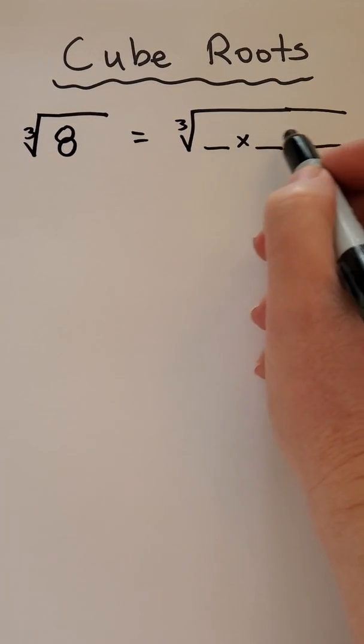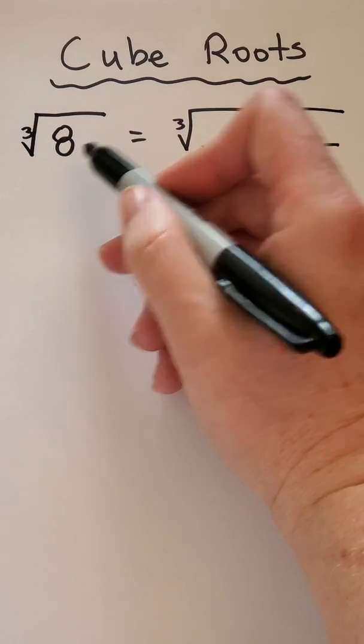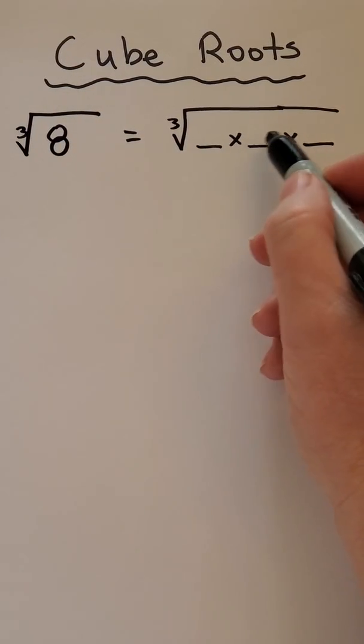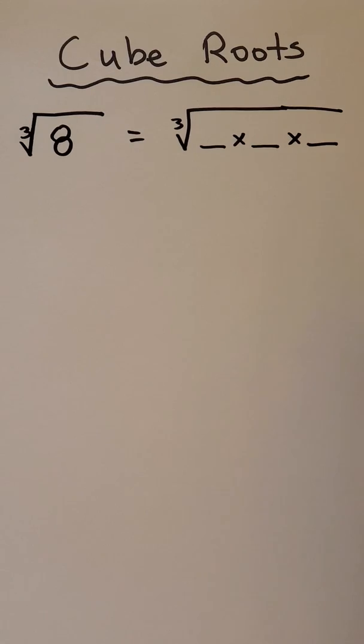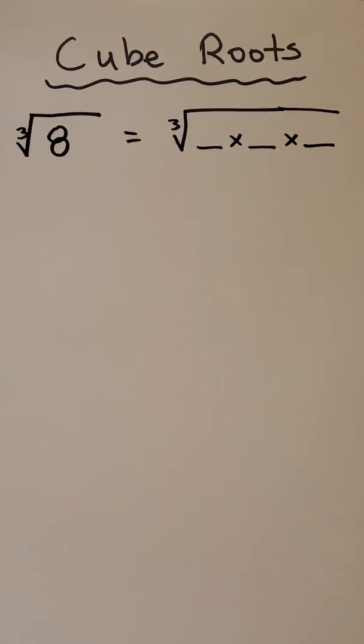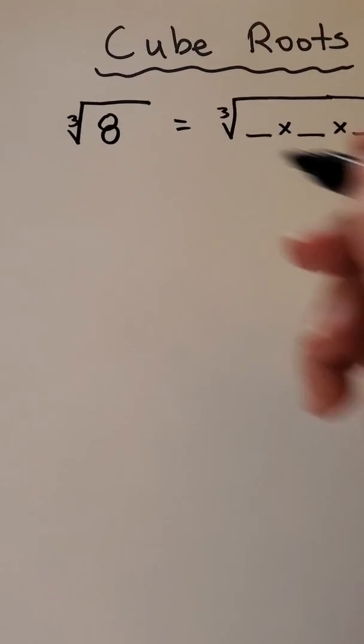So 1 times 1 times 1 is equal to 1. That's not the answer. 2 times 2 times 2 is 8. So the answer is 2. Okay? Now there's another way of doing it.